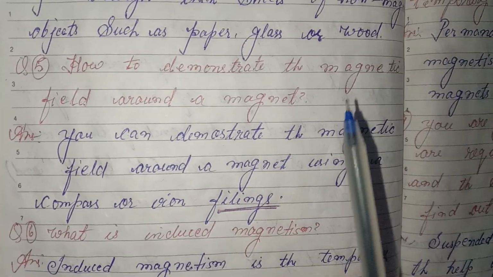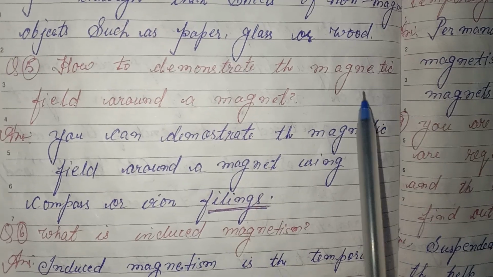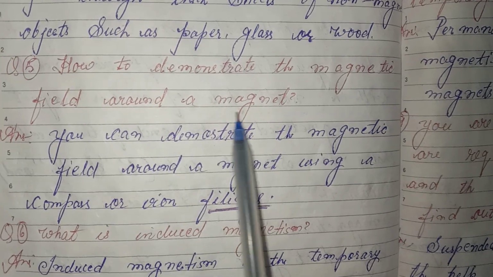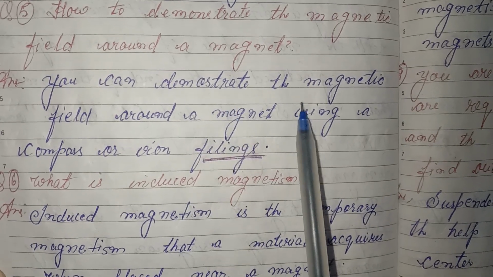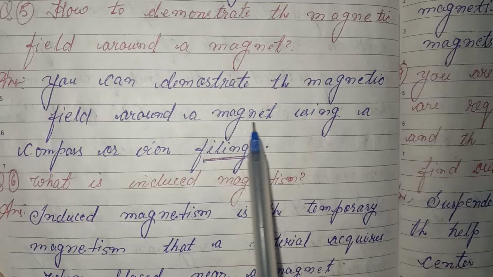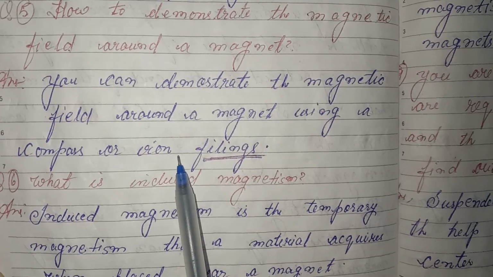5. How to demonstrate the magnetic field around a magnet? Answer: you can demonstrate the magnetic field around the magnet using a compass or iron filings.